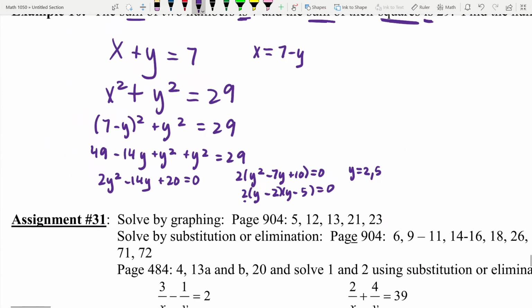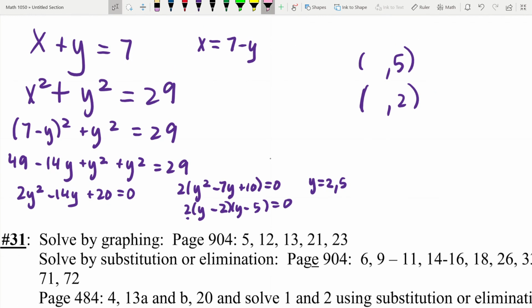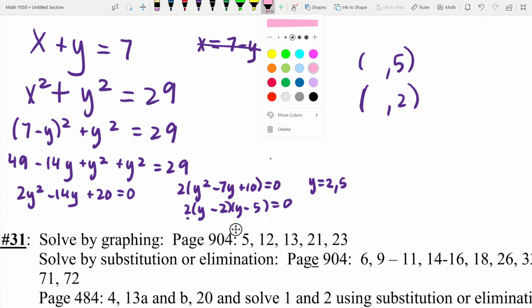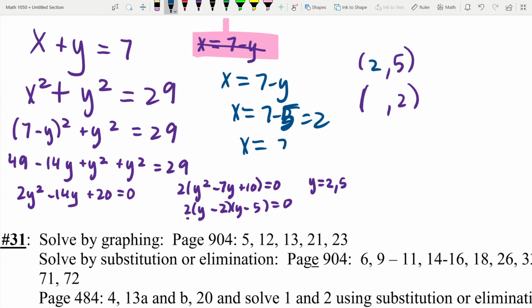Okay? Now, let's just write it like this for a second. So y is a 5, y is a 2. The nice thing about substitution is that finding the second answer is easy. Right there was x equals 7 minus y. Y is a 5, so X is 7 minus 5, which is 2. Do the next one. If y is a 2, then x equals 7 minus 2, which is 5.